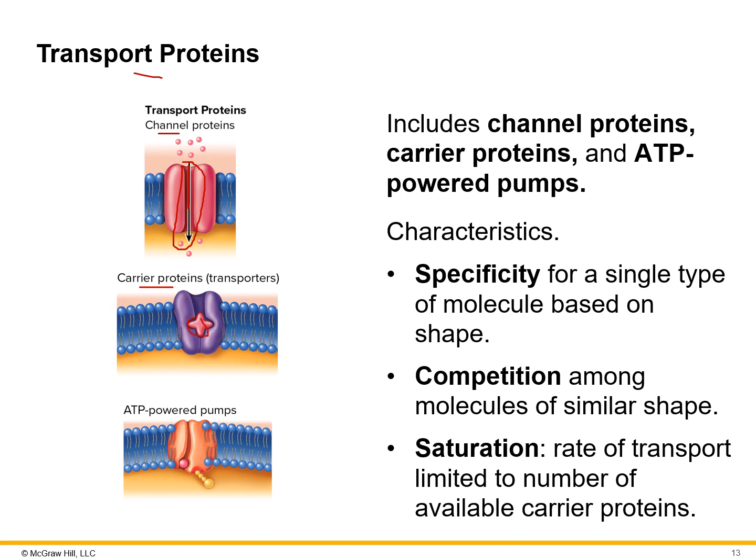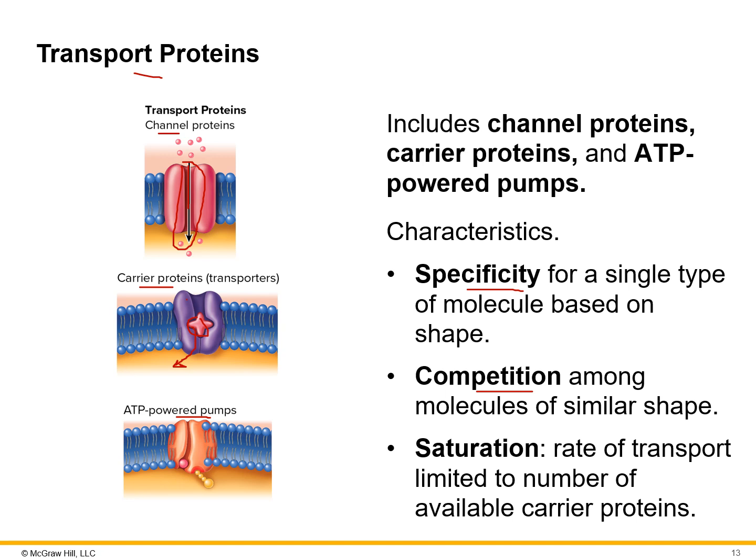They attach to a molecule and change shape to deliver it inside or outside of the cell. And then sometimes we need energy for these, so we have ATP pumps. Now, regardless of the type of transport protein, they're all specific, meaning they only allow specific molecules through, like a specific ion or a specific molecule like glucose. It's not just a general purpose molecule that transports anything.